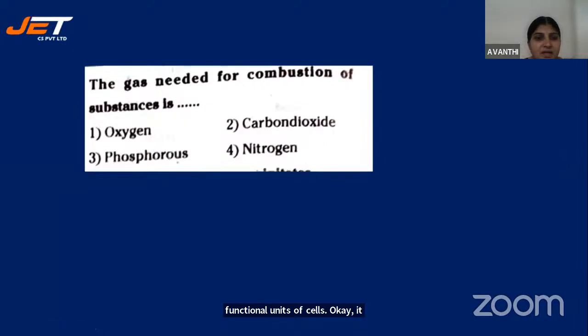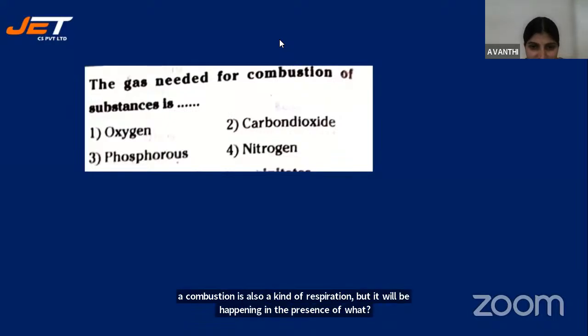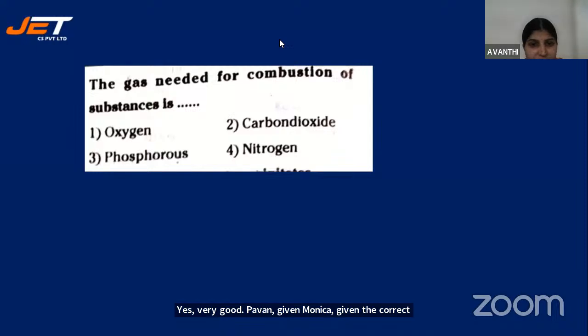Next. The gas needed for combustion of substances. So what is needed for the combustion of substance? Oxygen, carbon dioxide, phosphorus, nitrogen. What's the answer? Combustion is also a kind of respiration, but it will be happening in the presence of what? Yes, very good. Pavan Sai, Monica have given the correct answer. Manohar, Bhavita, Rohini, Swati, it's not two. It is, children, oxygen. So combustion will be happening in the presence of oxygen.